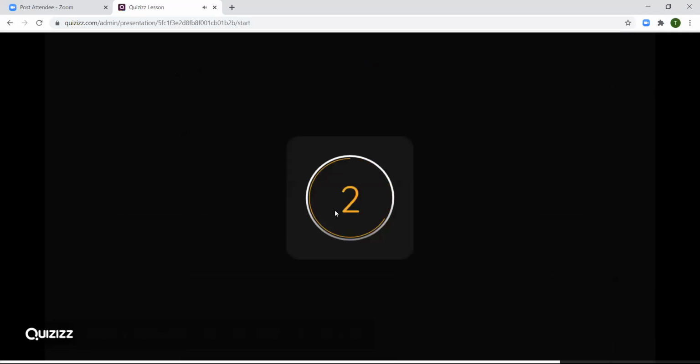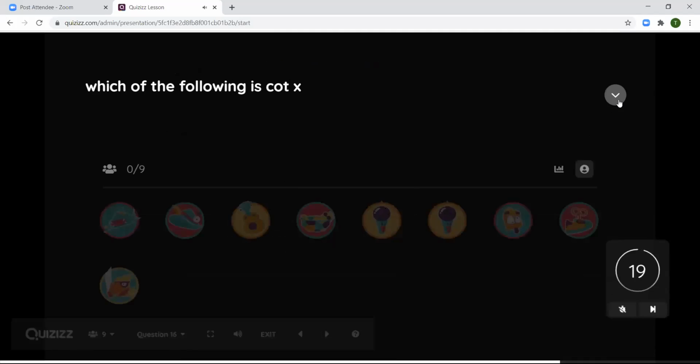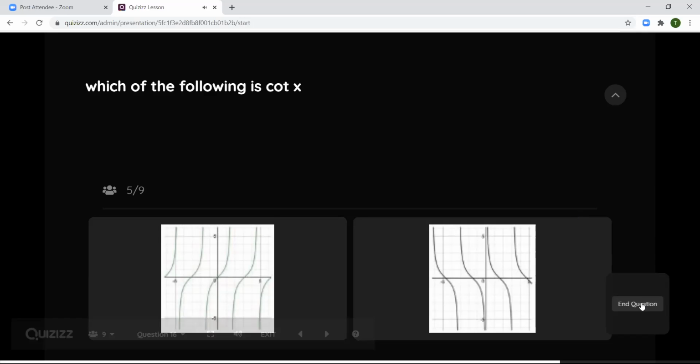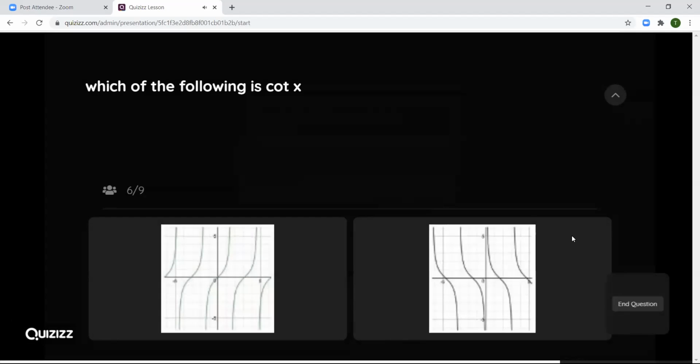A few more questions are left. So here again, what is cot x? Six seconds. Okay, I'm disabling the timer. You just mark the answer right. Anyone else? I'm ending the question now. All done.